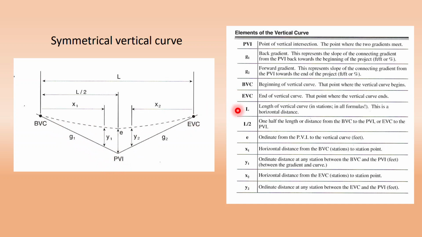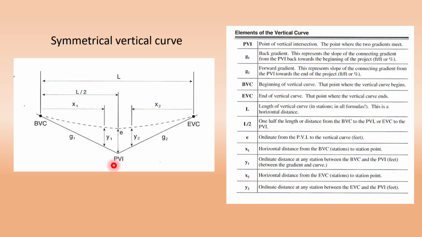This is one of the distinctions between horizontal and vertical curves. L is the length of your vertical curve, but it's not the actual arced or curved length like it was in a horizontal curve, right? In a vertical curve scenario, L is the horizontal distance from the beginning of your curve over to the end of your curve.